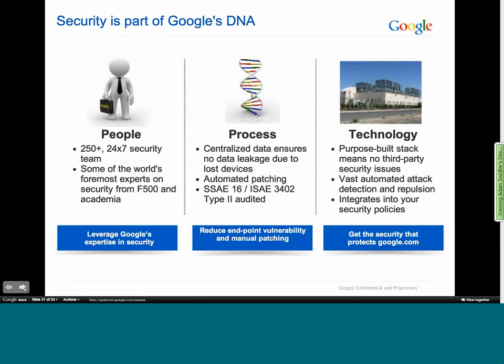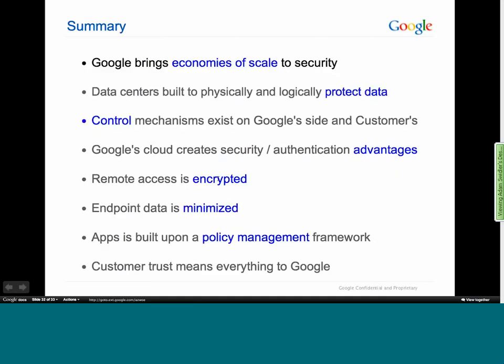And again, this is the same security that protects Google.com. Our own corporate data is within these data centers, within these servers, within these applications. And you can get that same level of protection for your data as well when you move to Google Apps. So just in summary here before we move into Q&A, we're able to bring huge economies of scale to security. So there's benefits obviously on the messaging and collaboration side in terms of cost, but there's also great benefits in terms of security from the scale at which we operate these things.